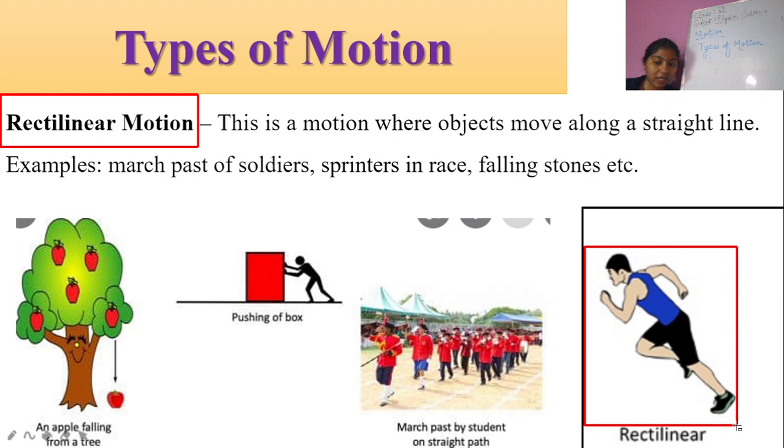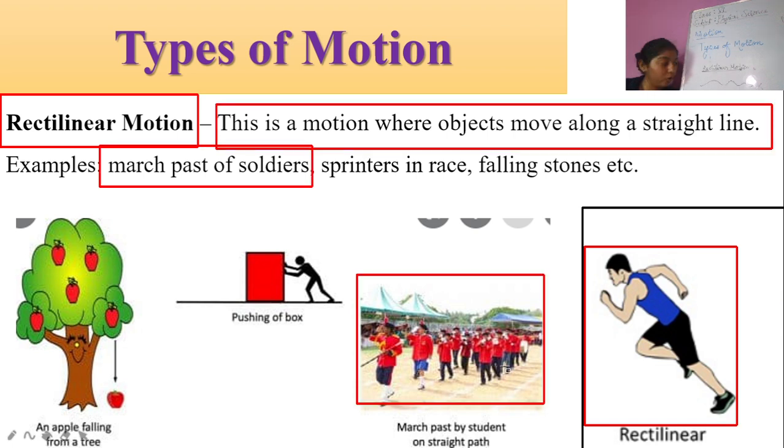Okay, now students, I have pasted some examples in front of you. You can see here the march past of soldiers. Here you can see the march past that students are doing, and they are moving in a straight line. They are not going zigzag. So this is rectilinear when an object is moving in a straight direction.